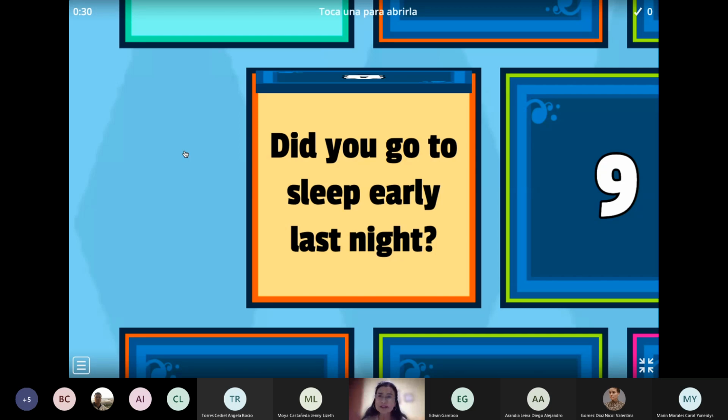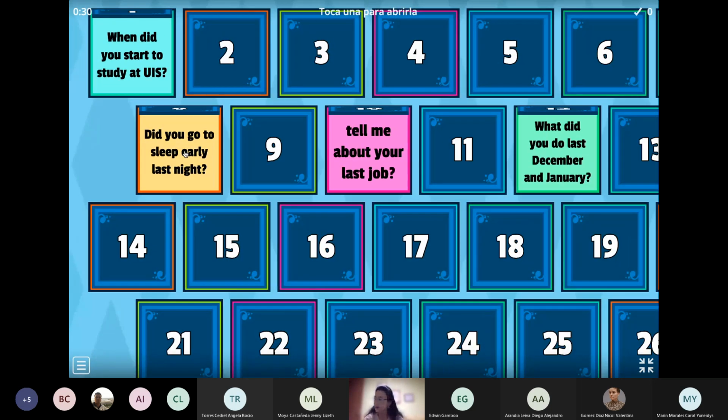Remember, the past tense of the verb go is went. Did you go? And the past tense of go is went. Okay, very good. Thank you.